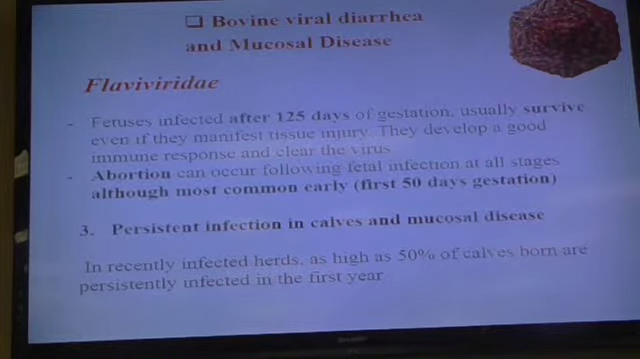After 125 days, what happens is that the fetus, or the embryo, will build its own immunity, and then it can control the virus. Therefore, as a result of this, the newborn will be okay. Some of them have some defect, however, they're not serious enough to impair their survival.